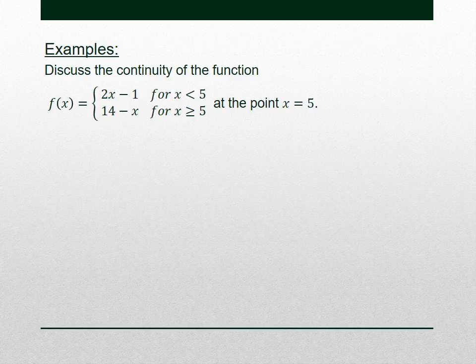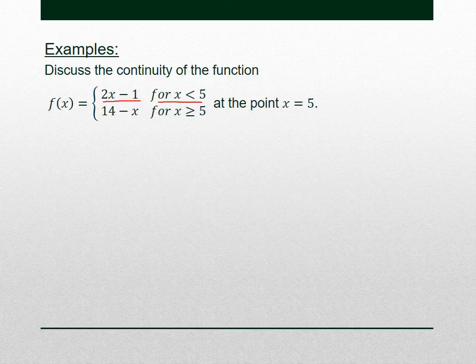So let's first just review what a piecewise defined function is. What this means is that f of x, if you're plugging in values less than 5, is going to spit out 2x minus 1. So for example, if you plug in 0, 2 times 0 minus 1 is negative 1, so f of 0 would be negative 1. That's true for any number less than 5. It would spit out 2x minus 1.